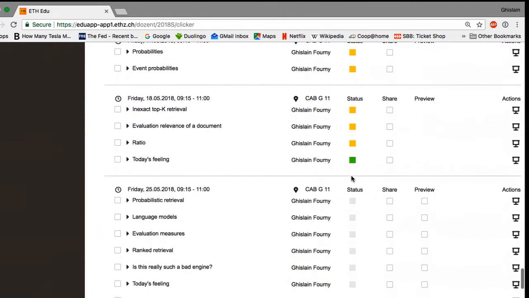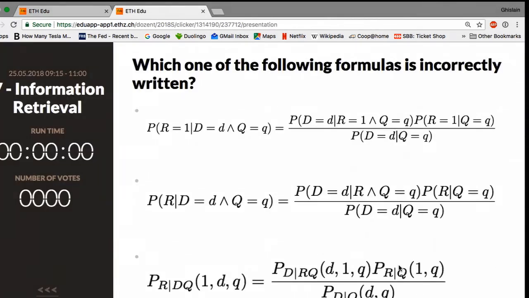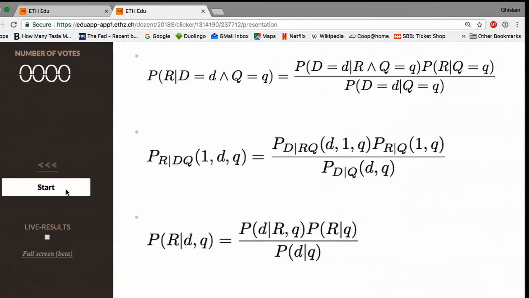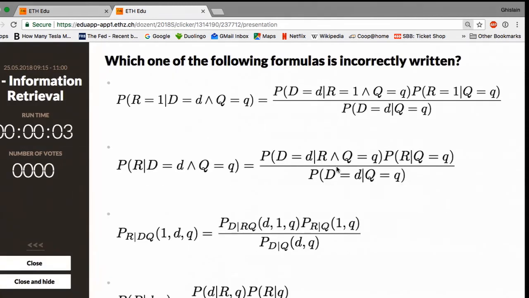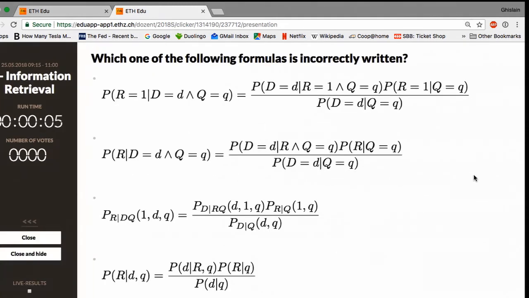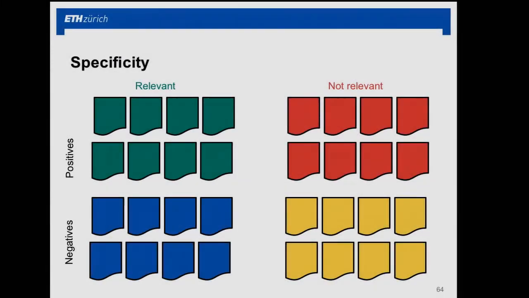Oh, by the way, just checking, one of these formulas, if you use something like that, I'm going to be very upset. Which one is it? Welcome back. So let's continue.